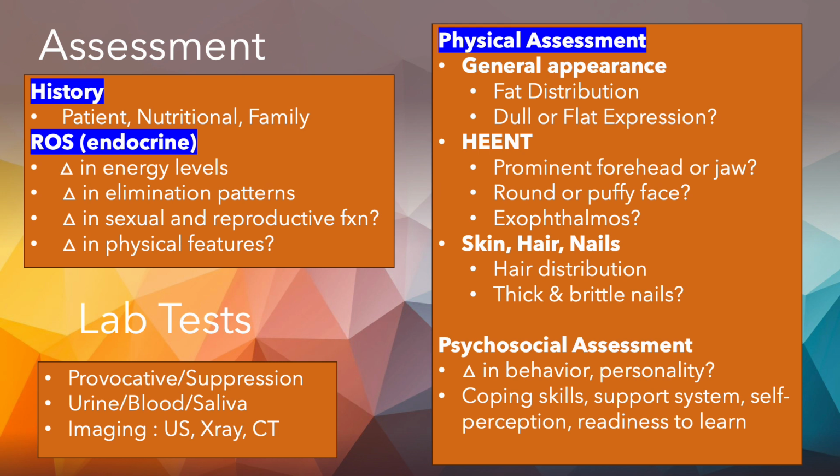After you ask these questions, for your physical assessment, you want to start with general appearance. How do they look? Is there a fat distribution? Is it symmetrical? How are their expressions? Do they have a dull or flat expression? Some of that could be from an adrenal gland issue. Or assess their head, ears, eyes, nose, and throat. How is the skeletal shape of their face? Do they have a prominent forehead or jaw? This could be a pituitary gland issue.